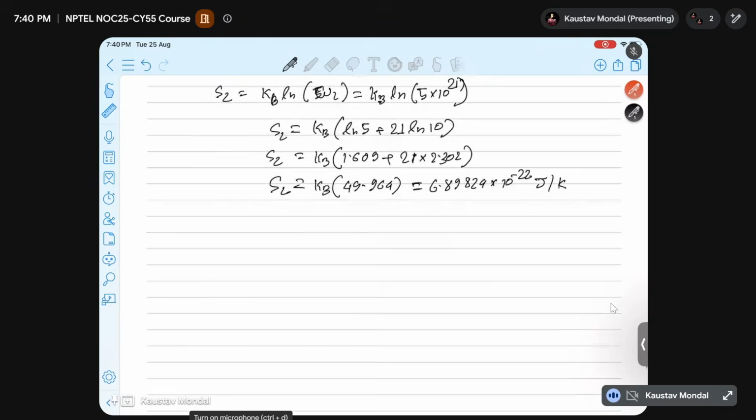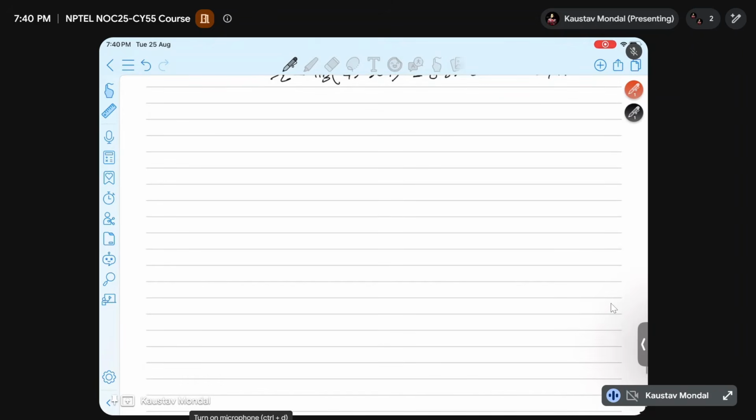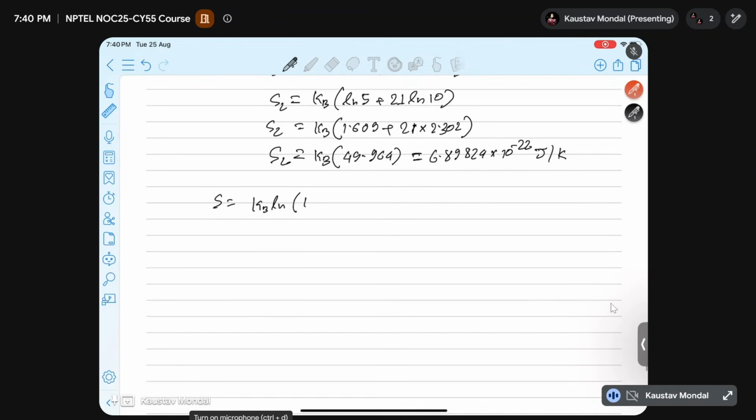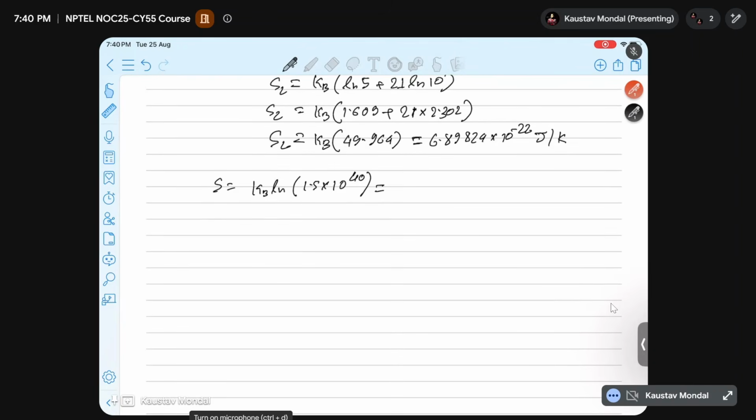So S1 and S2 you get. Now is the total entropy S. So S is kB ln of 1.5 into 10 to the power 40. So kB ln of 1.5 plus 40 into ln 10.